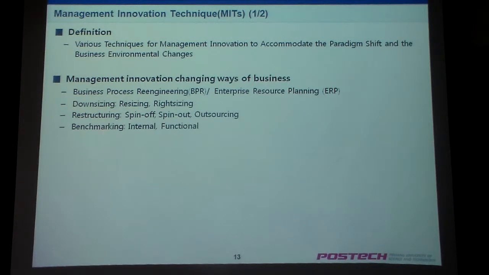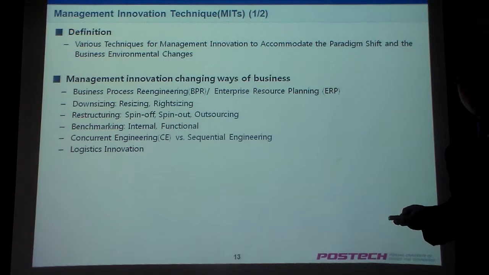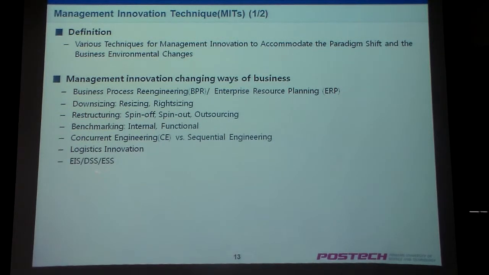And benchmarking, internal and functional benchmarking, we already explained that. And concurrent engineering and sequential engineering, we explained this. And logistic innovation: Walmart three years ago had a big battle with Kmart, and Walmart won because their logistics was very efficient. So logistic innovation is a very important tool of MIT. And EIS, DSS, ESS. EIS stands for Executive Information System.